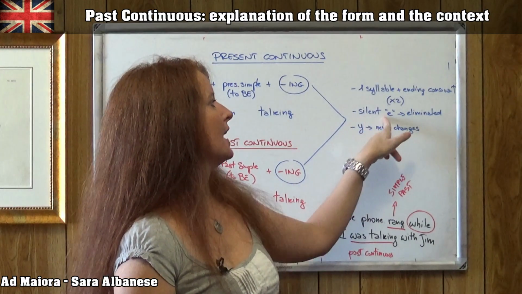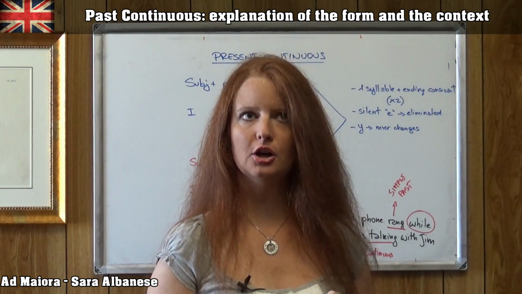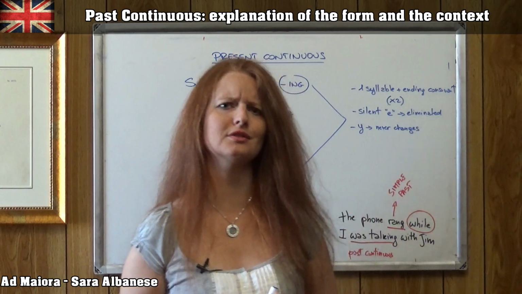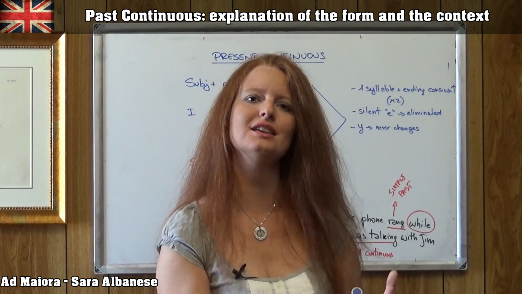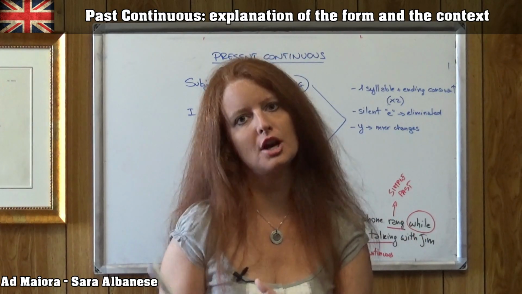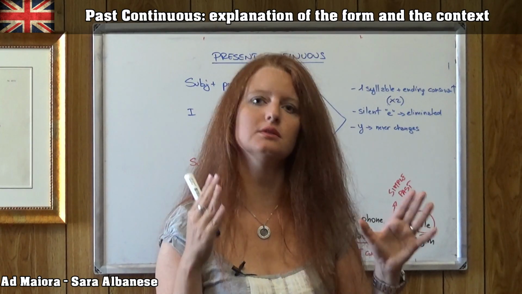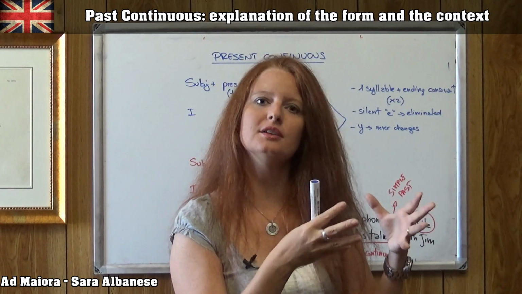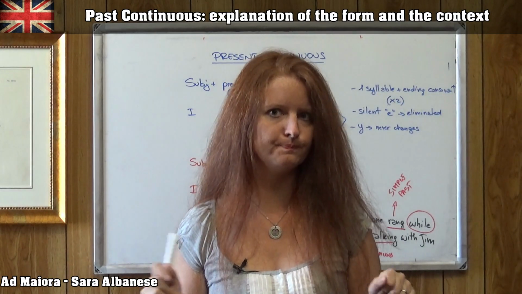Then, pay attention again when you have a silent E at the end of the verb, for example, the verb write. I pronounce it right, but there is an E, and that E is silent. When you form the gerund, that E is eliminated. When you form the gerund of write, it's writing, you have no E there.